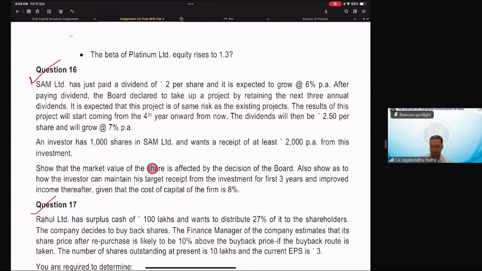Show that market value of the share is affected by the decision of the board, and also show as to how the investor can maintain the target receipt from the investment for 3 years and improve income thereafter, given that the cost of capital of the firm is 8%.